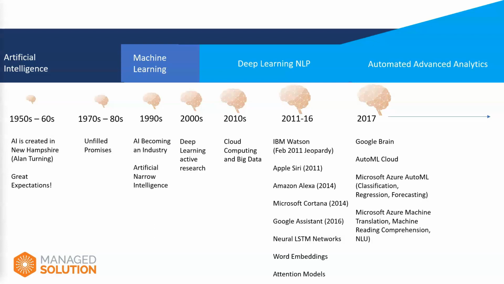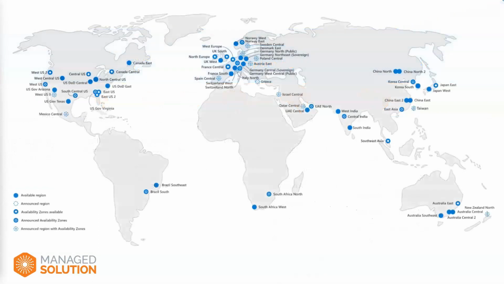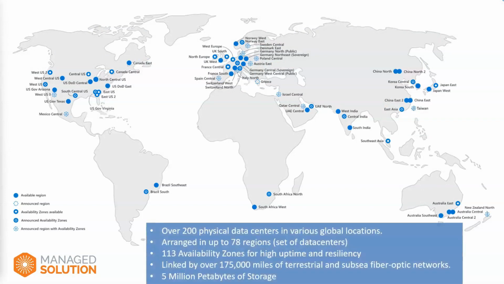So with all of this artificial intelligence and Azure infrastructure, you can imagine that Azure needs to be a pretty big thing. And as you can see from this map here, and one of my former colleagues even mentioned that Azure is big. I mean, really big. And you can see here that there are 200 physical data centers in various global regions. It's arranged in up to 78 regions. Regions are sets of data centers.